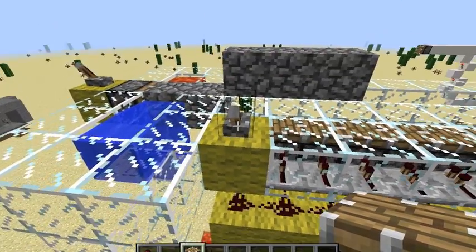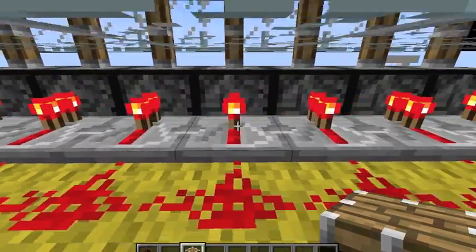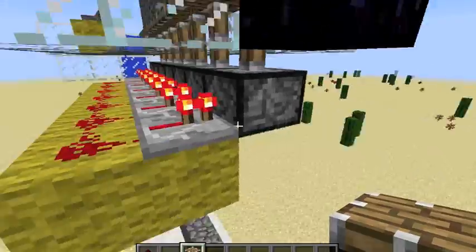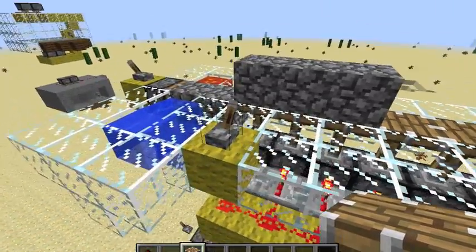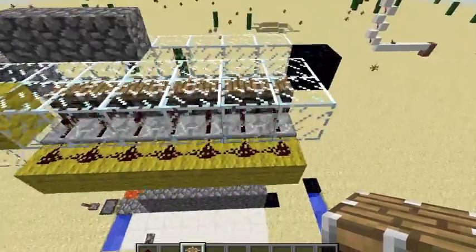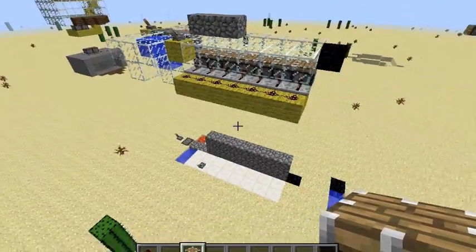So, flipping the lever, I activate all the repeaters, which direct the current to the pistons themselves, and the pistons raise up. And therefore, I'm able to produce a wall with this design.